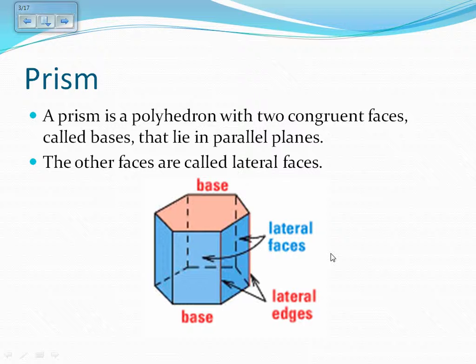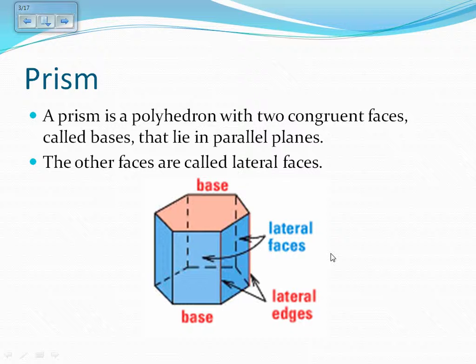So, these are examples of prisms, okay? Prisms. Prisms are polyhedrons with two congruent faces. Two congruent faces, and they are the bases. They're on the top and the bottom. We talked about this just 5 minutes ago.